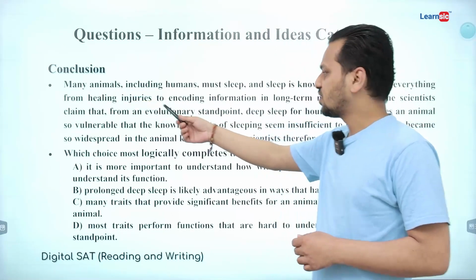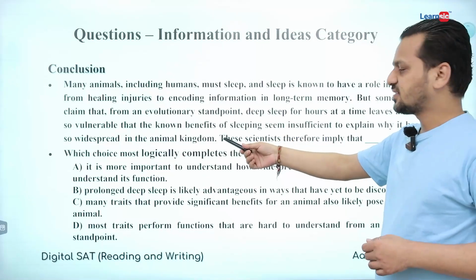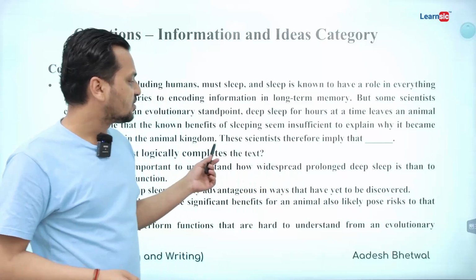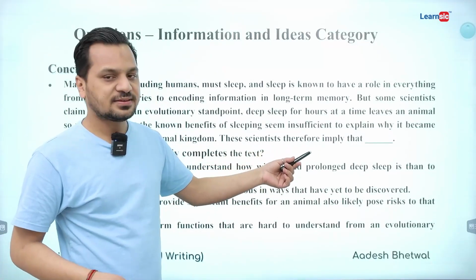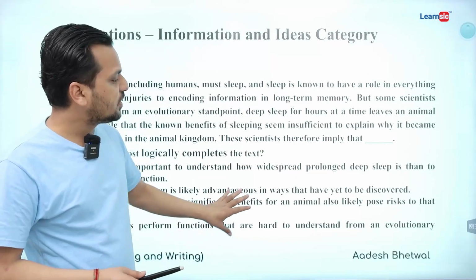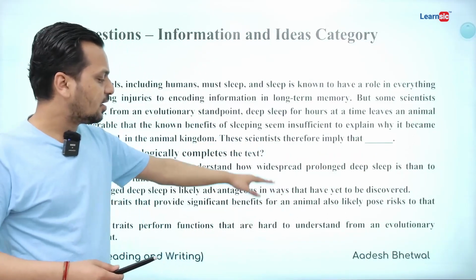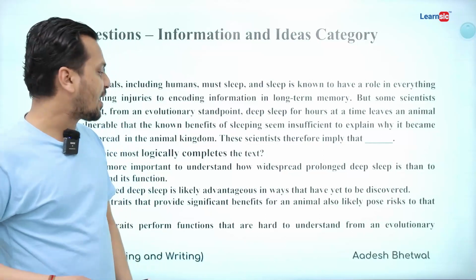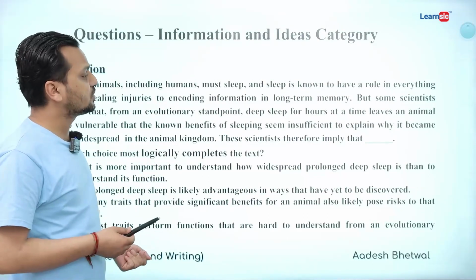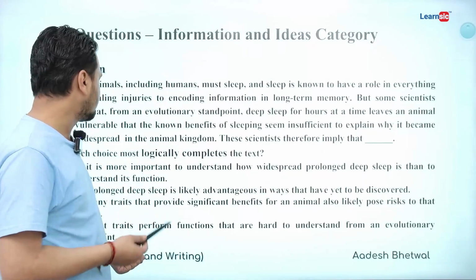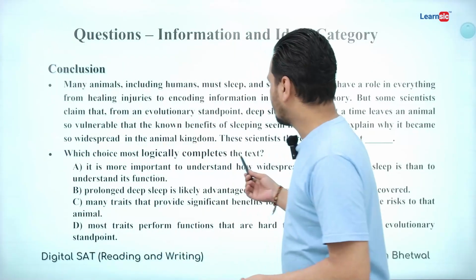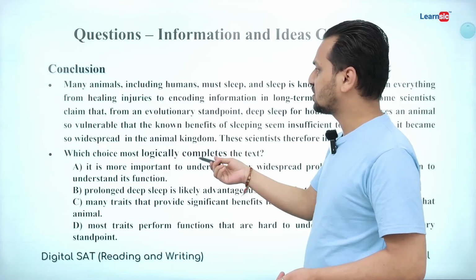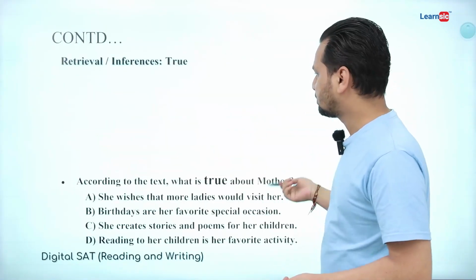There will be a text or passage or paragraph, and at last the last sentence will have a blank. So the scientists therefore imply that. Now you are completing this particular blank from the options and concluding it in a good manner. So simply you are finding the conclusion for the given text according to the text. Just read here, it clearly says which choice most logically completes. When your question says logically completes, it's a conclusion question.